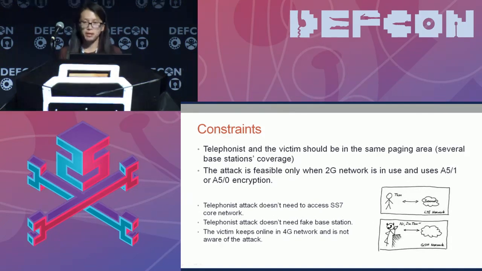People may also question why in every experiment you make a call to the victim to trigger the CS fallback. Is this necessary for a successful hijack? The answer is no. It depends on the operator's configuration. In some cases, we found we can directly impersonate the victim's cell phone to make a mobile originated call.